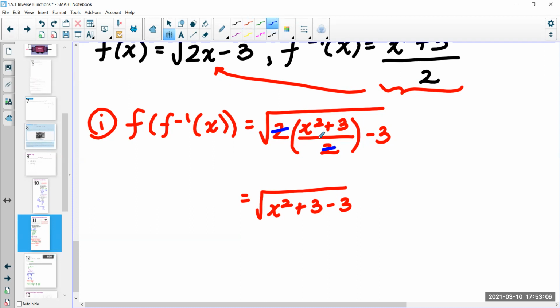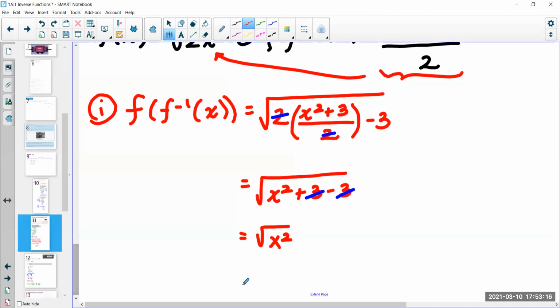So now, again, inside the radical, we have a positive 3 and a negative 3, which just equals 0 when combined. So we have the square root of x squared. And again, we know those to be inverse operations. So the square root of x squared is simply x. So we've got this checked off, that f of f inverse of x equals x.